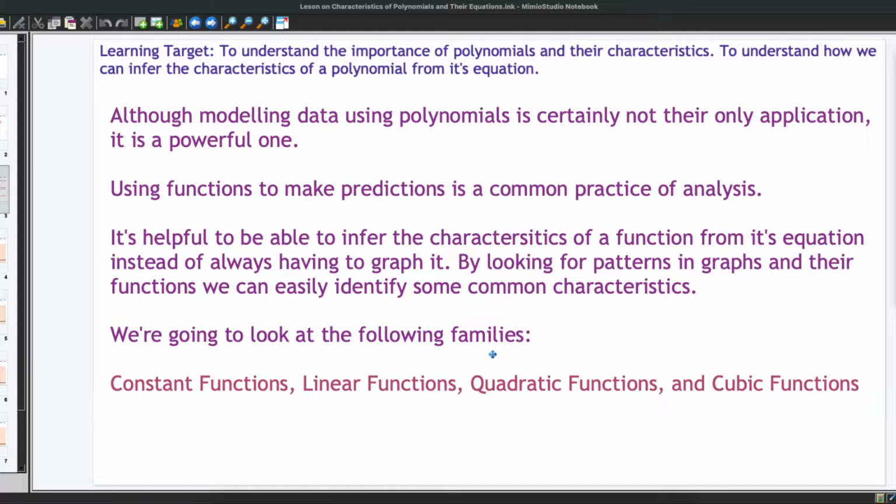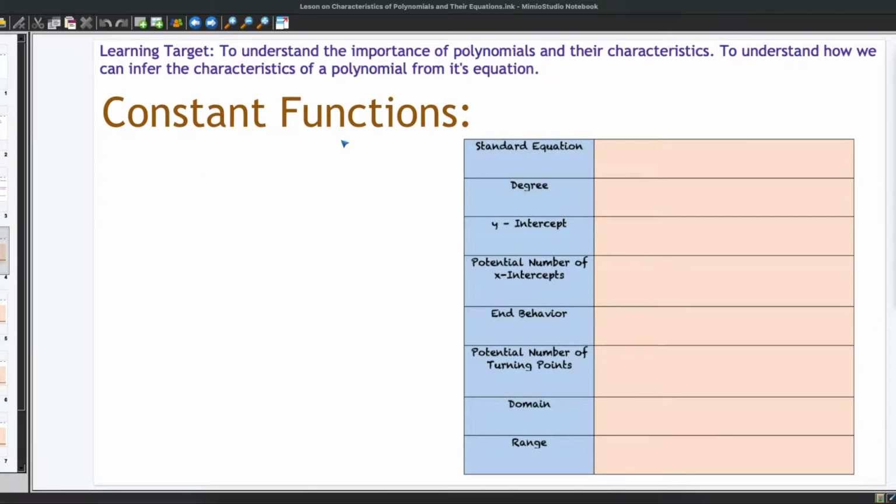So the families that we're going to look at in this video are constant functions, linear functions, quadratic functions, and cubic functions. And we're going to do this primarily through Desmos graphing software. And the things that we want to keep in mind are the standard equation of a constant function. And then we're just going to go through this range of topics here. So we're going to look at the degree, the y-intercept, the potential number of x-intercepts, the end behavior, the potential number of turning points, the domain, and the range.